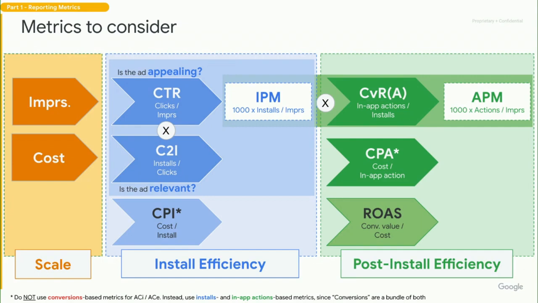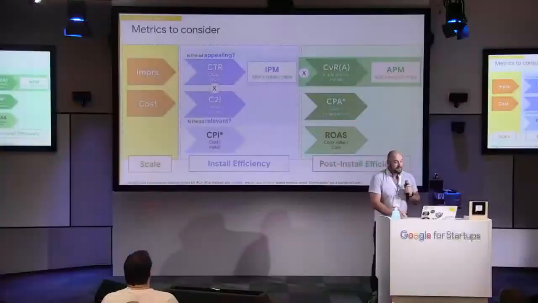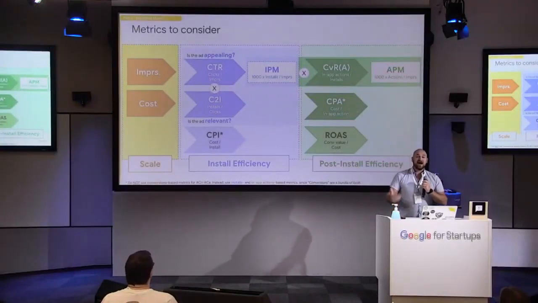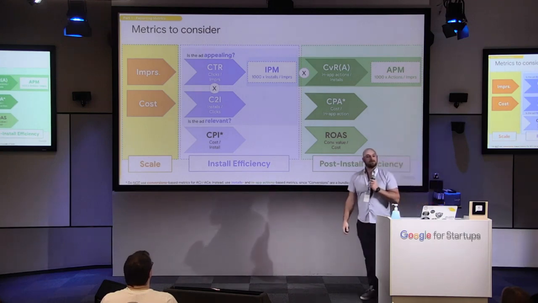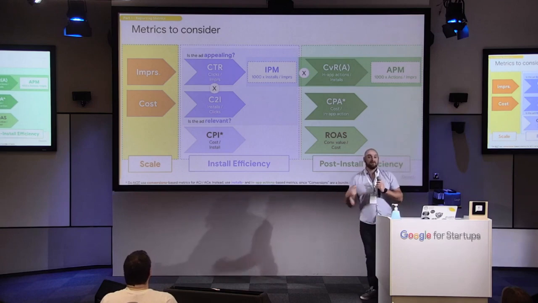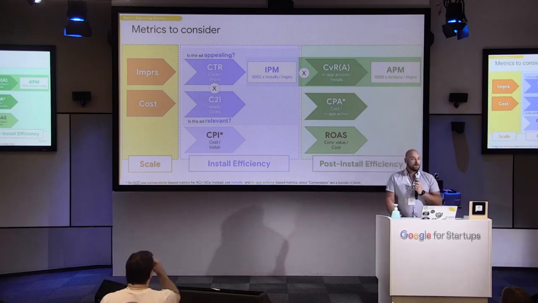But we need to split out the metrics. There are 3 ways of looking at it: scale, install efficiency, and post-install efficiency, essentially. So what does each asset bring to the table, right? And how do you determine the impact? Perhaps impressions are really good for a specific asset that just actually starts driving volume. It is winning auctions. You are starting to compete at a larger scale.